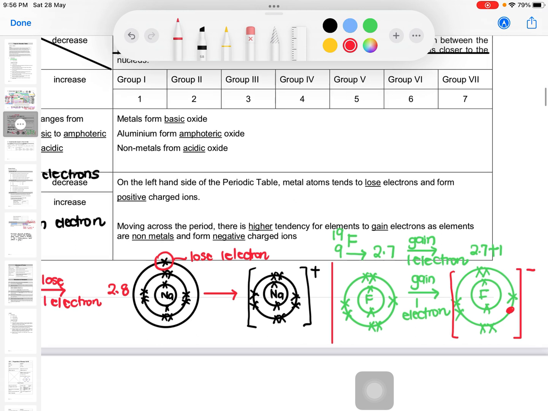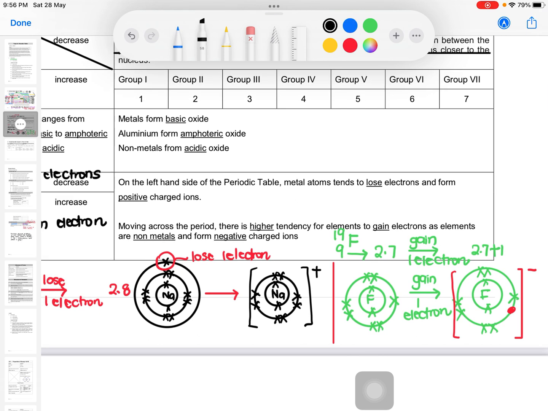Let's highlight this important point here. Metals tend to lose electrons and form positive charge ions. Then moving across, from metals to non-metals, they form negative ions because they gain electrons. That is the explanation.